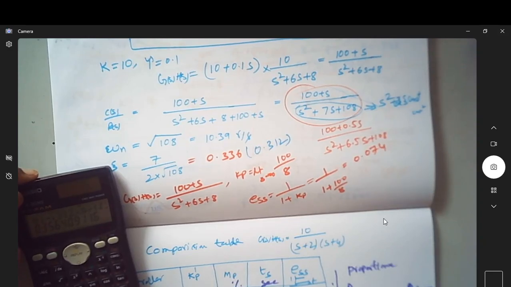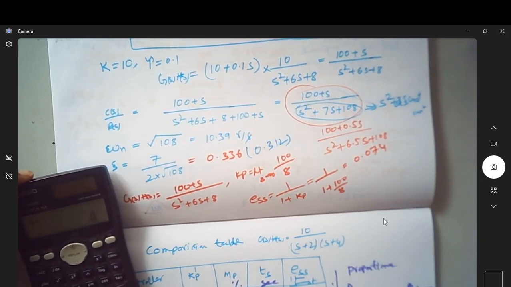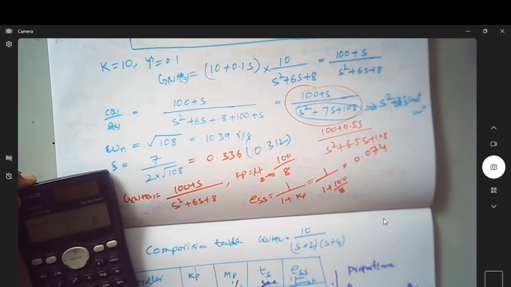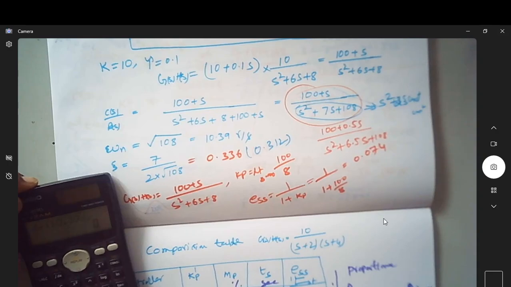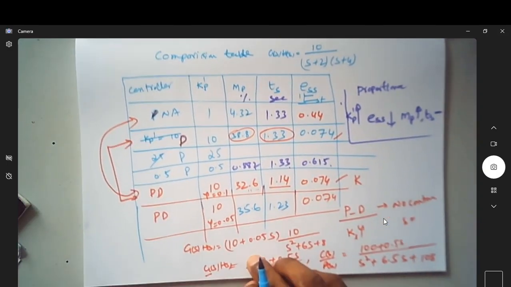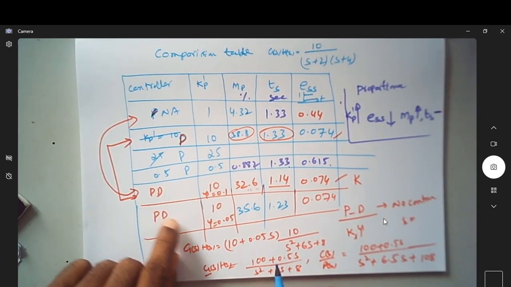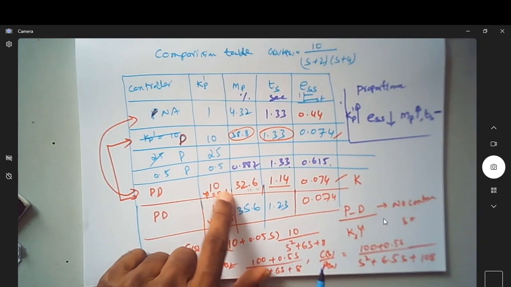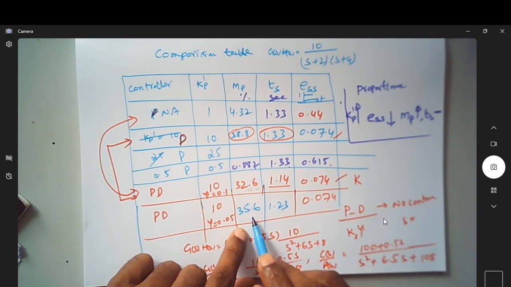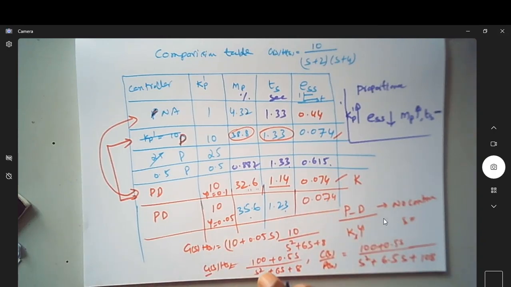Now that is settling time. So is it not 4 divided by 10.39 multiplied by the zeta value? Zeta value is now 0.312. Can you see it is 1.23? This is the result. So same PD controller, if I retain the value of proportional value as 10, and if I reduce the time constant from 0.1 to 0.05, the overshoot slightly increases. This will also increase, and ESS almost remains constant.